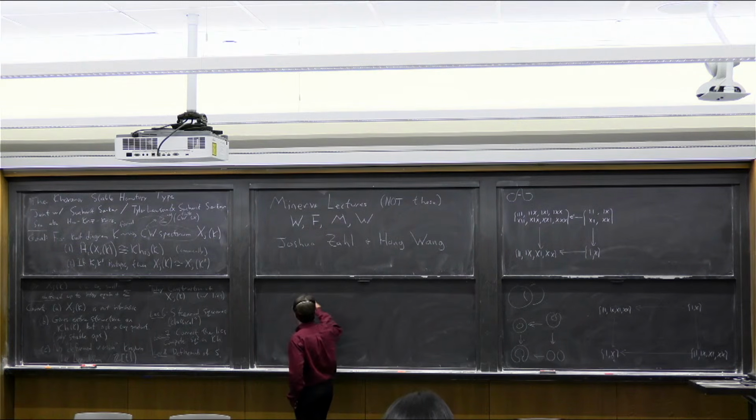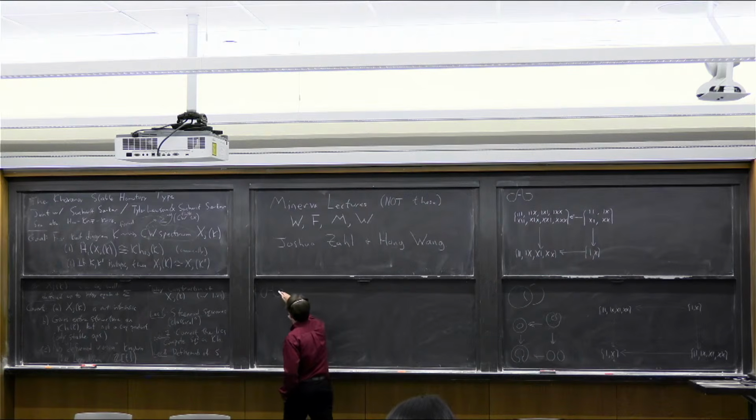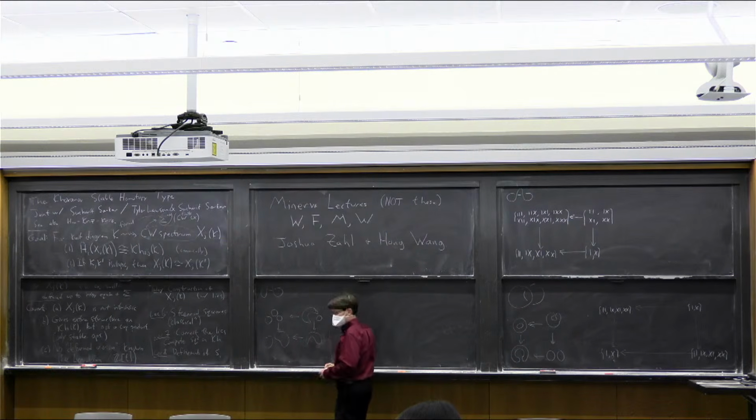So recall, how do we get Khovanov homology? We start with a knot diagram. That gives us a cube of resolution. So for this one, it looked like this, this, and this.